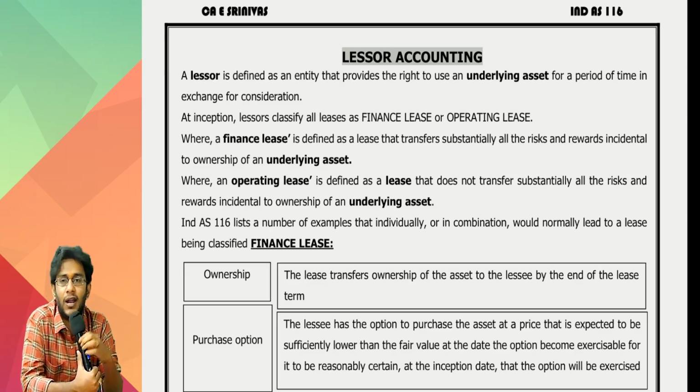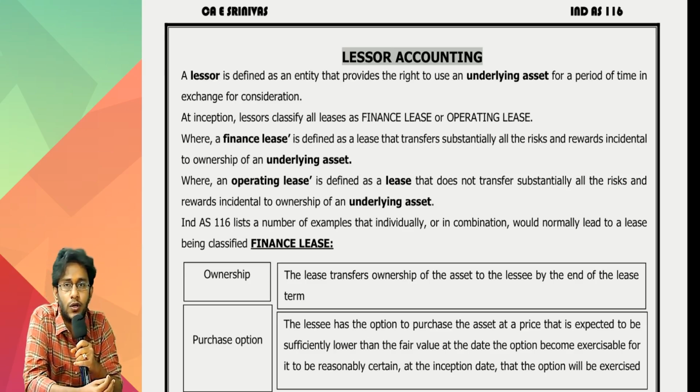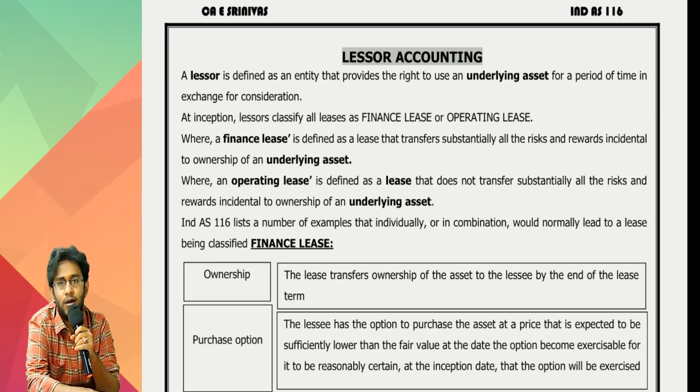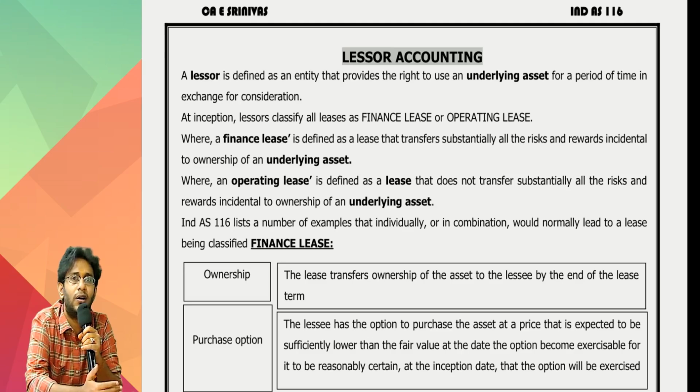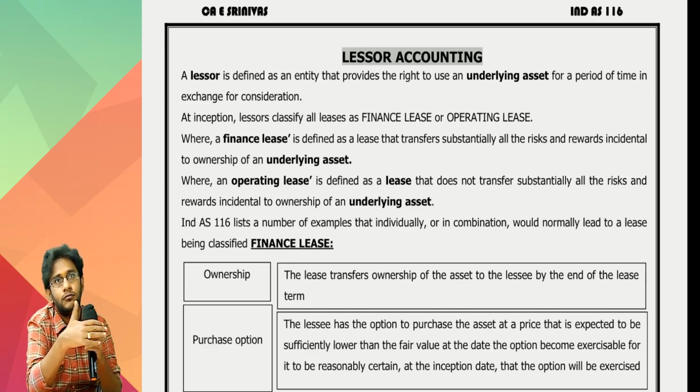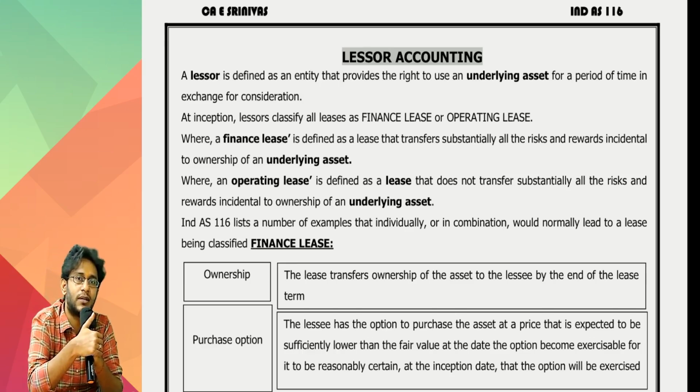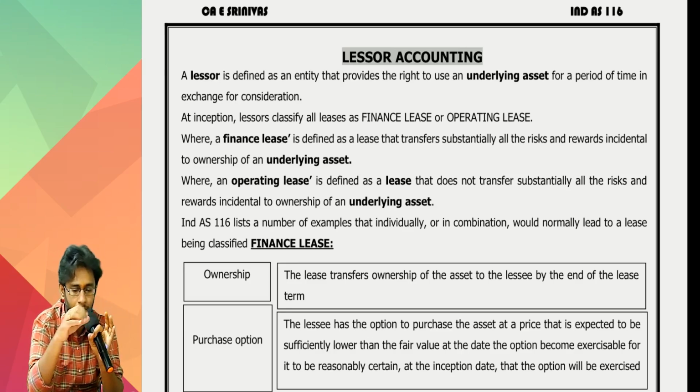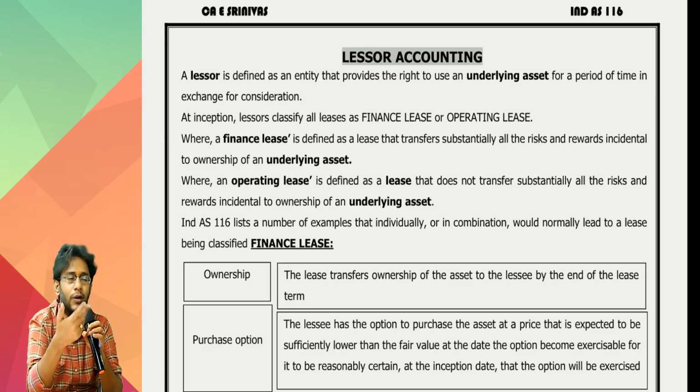Finance lease is defined as a lease that transfers substantially the risk and rewards of the asset to the lessee. If all the risk and rewards related to the asset are transferred to the lessee, then that lease is called a finance lease. And if it is not a finance lease, automatically it will get classified as an operating lease. Now, if substantial risk and rewards relating to the asset are transferred to the lessee, we are calling it what? Finance lease.